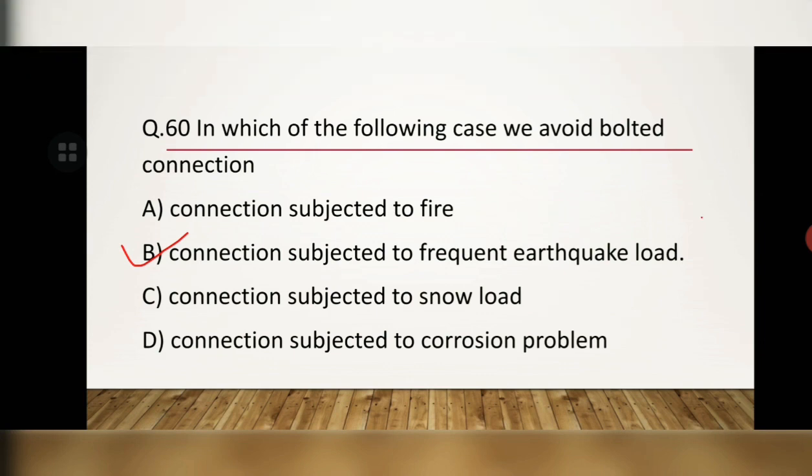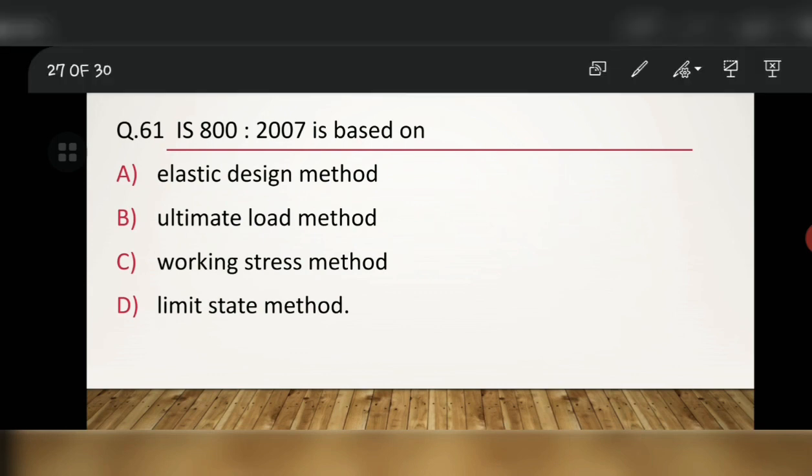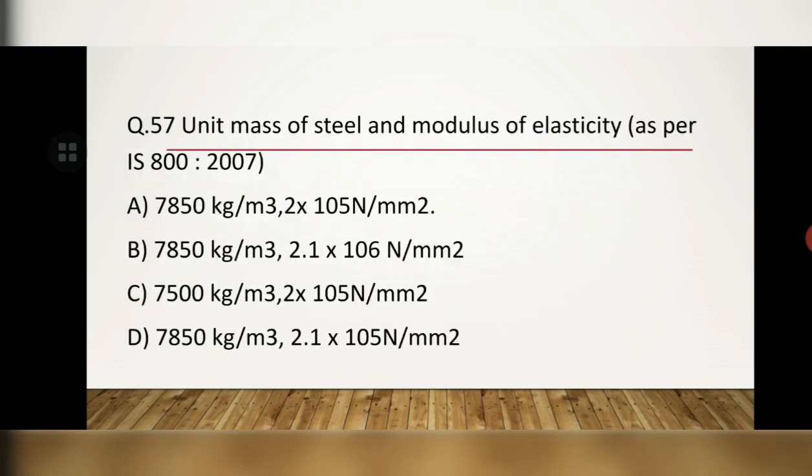Next question, question number 61. As per IS 800/2007 is based on option 1 elastic design method, option 2 ultimate load method, option 3 working stress method, and option 4 limit state method. Friends, working stress method is your outdated method. Now we are using limit state method. So option D is your correct answer.